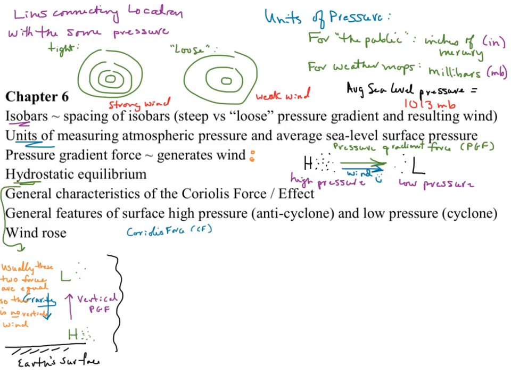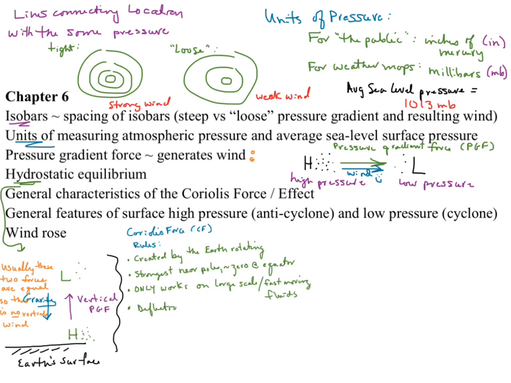Coriolis Force: you're going to want to know some features about it. First off, it's created by the fact that the Earth is rotating on its axis. If the Earth weren't rotating, we wouldn't have this Coriolis Force. It's strongest near the poles and basically zero at the equator. Coriolis Force only works on large-scale fluids, and fluids could be water or air. And if those fluids are moving fast, the Coriolis Force will deflect. It's an apparent deflection, an apparent motion to the right in the northern hemisphere and to the left in the southern hemisphere. So those are some general rules.